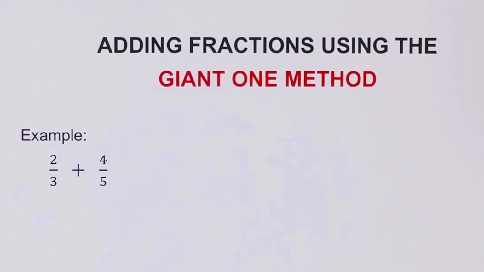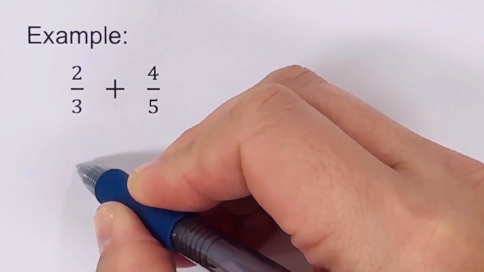This video will show how to add fractions using the giant one method. Now let's go over this example that we have down here. If you notice, the denominators of the two fractions are not the same, so we cannot add them together. We have to make sure that their denominators are the same. So I'm just going to go ahead and rewrite these two fractions down here.